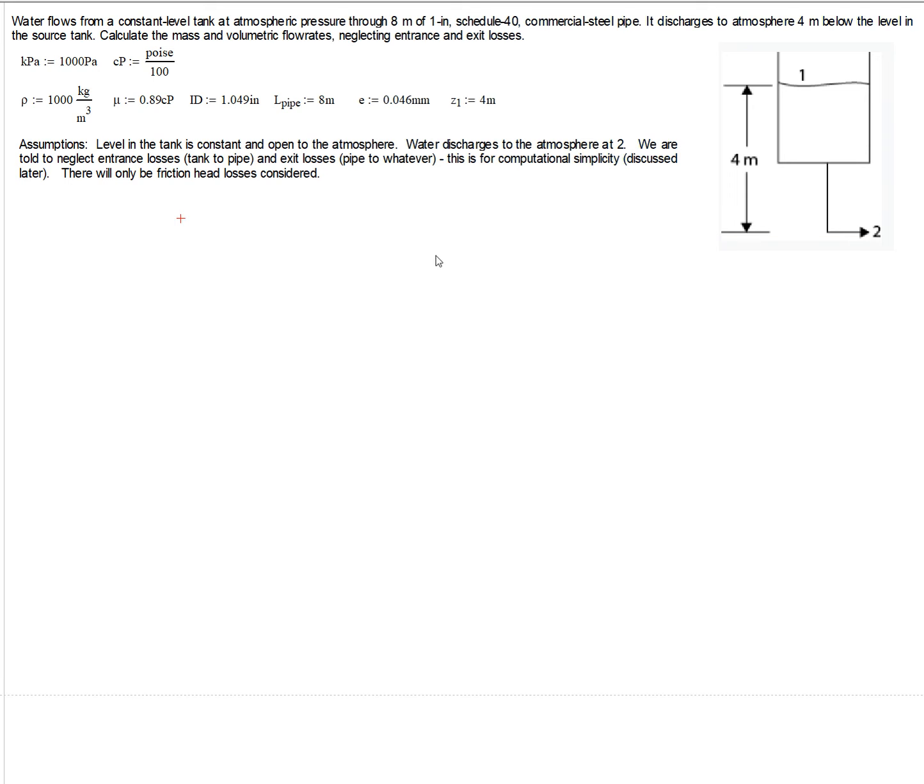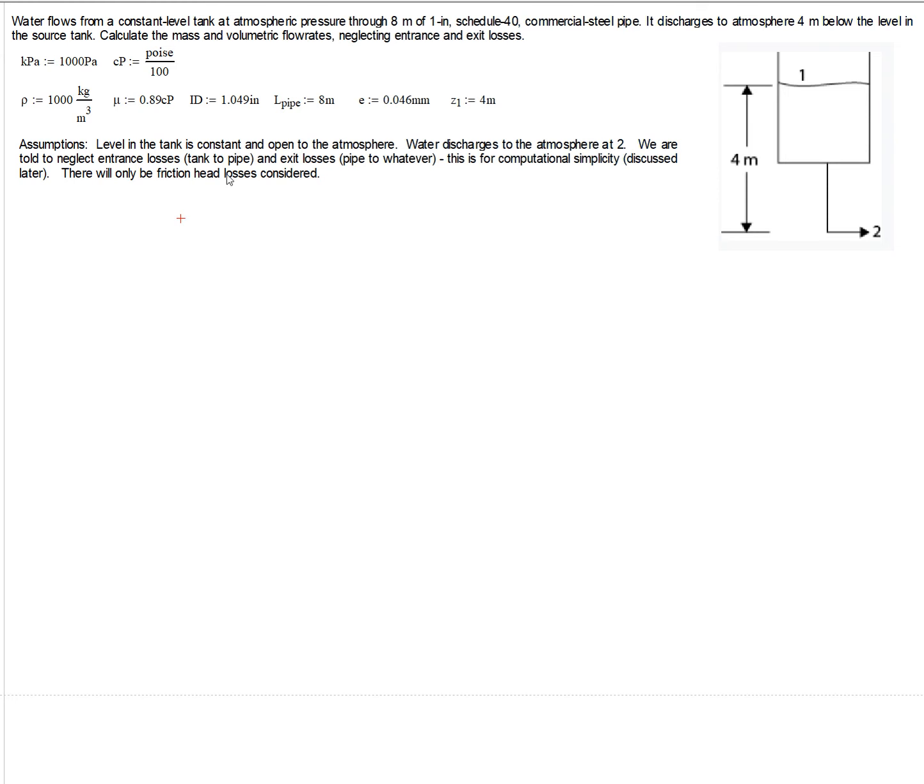As far as our assumptions go, we are told that the level of the water in the tank is constant. So that means, of course, that we've got some feed that we're not showing, but we don't really care about. The tank is open to the atmosphere, so the pressure at 1 is going to be 1 atmosphere. Also, it is discharging to atmospheric pressure, so pressure at position 2 is going to be atmospheric pressure.